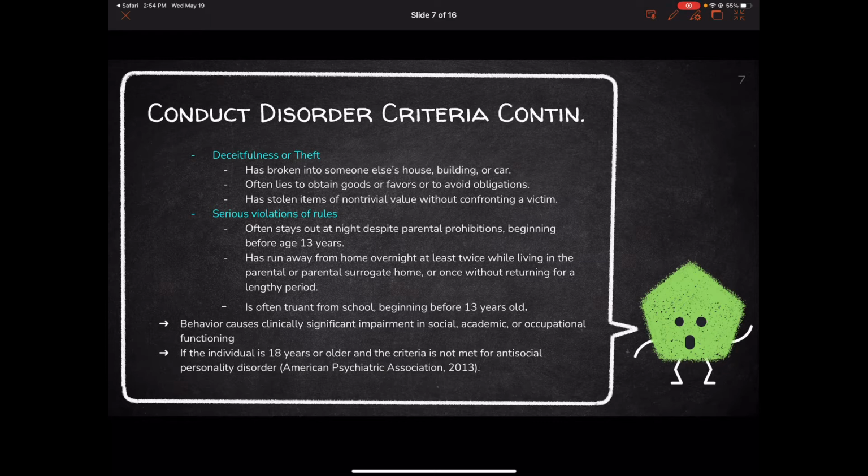And then conduct disorder directly kind of goes into antisocial personality disorder. So a lot of the times people with antisocial personality disorder will have conduct disorder when they're younger. And so if the individual's 18 years or older and they don't meet that criteria for antisocial personality disorder, they could also have conduct disorder.